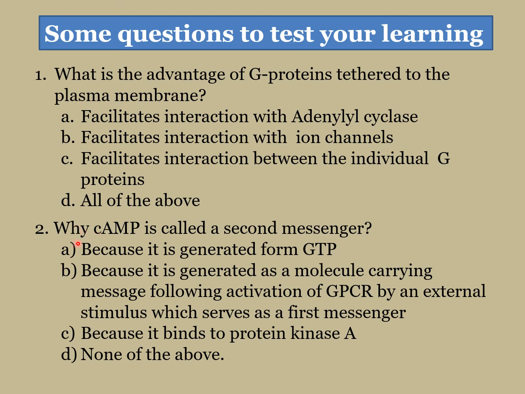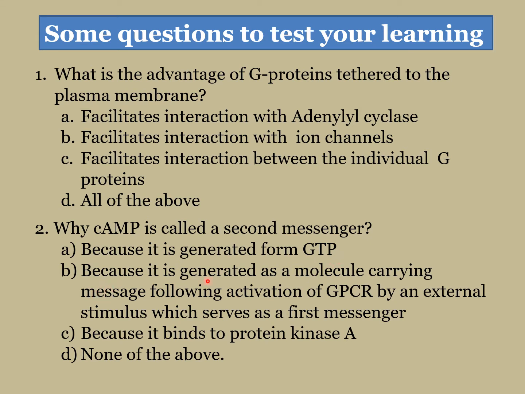Now the second question is, why is cyclic AMP called a second messenger? As you know, cyclic AMP is generated when adenylyl cyclase gets activated following activated G alpha protein binding. So the first option provided here is because it is generated from GTP. Now cyclic AMP is not generated from GTP. Cyclic AMP is generated from ATP. So therefore this is not a valid option.